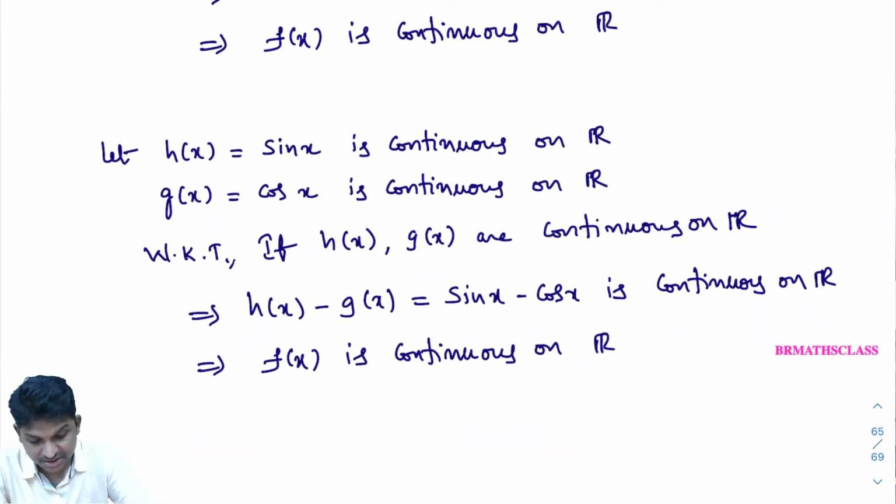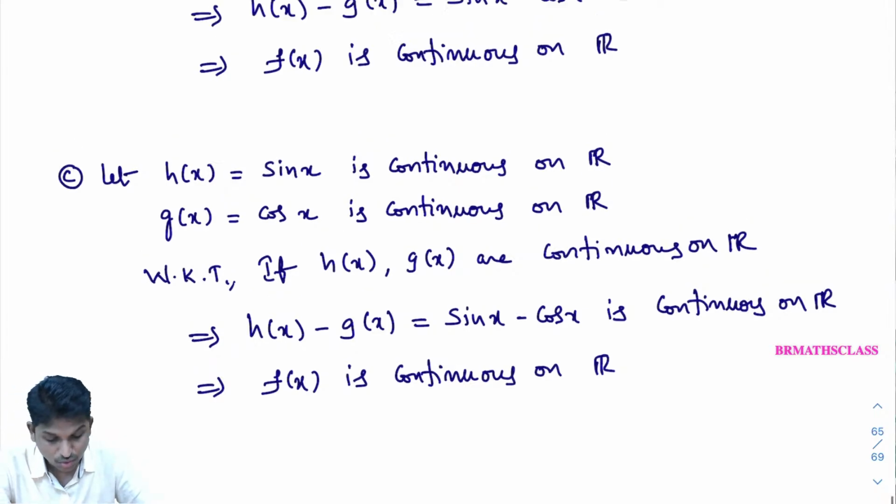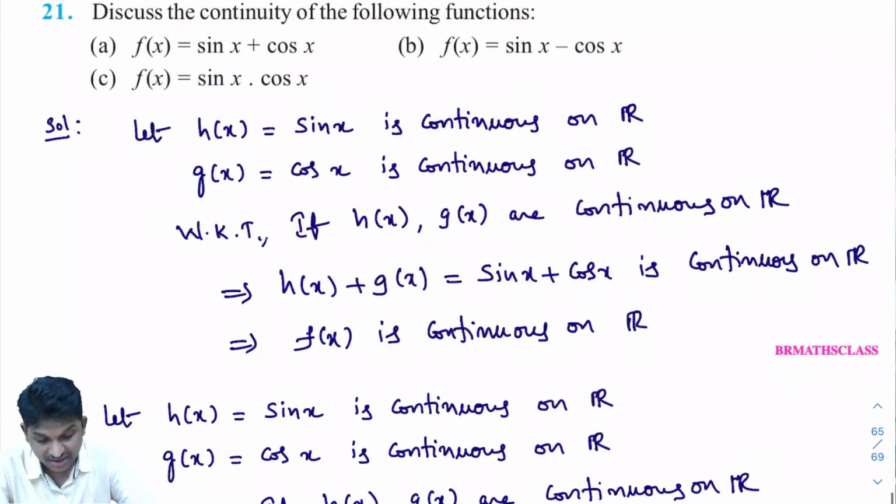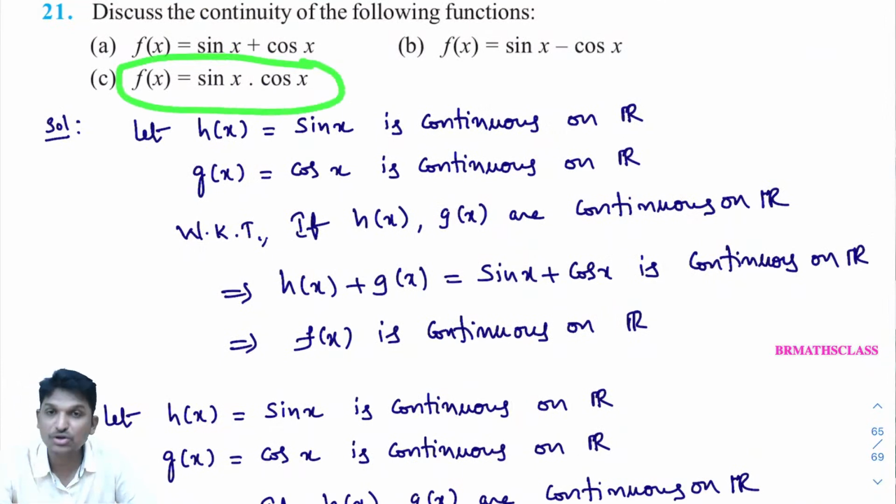Okay. Third bit. We are doing the third bit. Bit number C. What is this third bit? Look here. What are they asking in the third bit? f of x equal to sin x into cos x. We know that if f of x, g of x are continuous at C, then f of x into g of x is continuous at C. This is what we learned from the theorem.